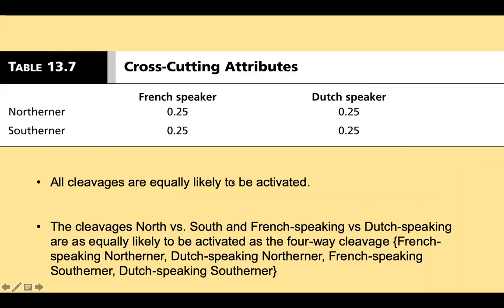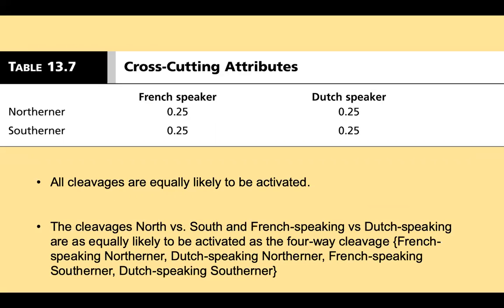So in this case, we have cross-cutting attributes. This is that first example that I gave you, that hypothetical example. We have even distribution of attributes across the four categories, 25% for each one. And so what this means is that the cleavages North versus South and French-speaking versus Dutch-speaking are as equally likely to be activated as the four-way cleavage. And so we can think about, for instance, French speakers in the South, French speakers in the North, Dutch speakers in the North, Dutch speakers in the South. These are cross-cutting attributes. They don't correlate. They cut against each other. And we have an even distribution of them across the four attribute values.